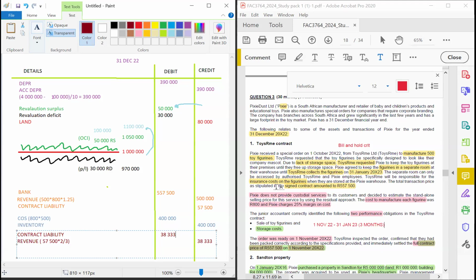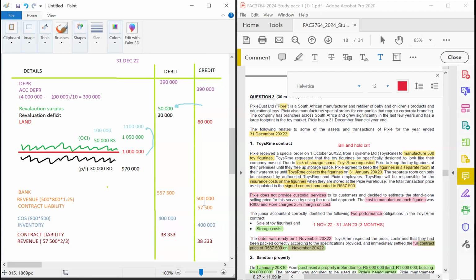Yes, it does. So basically the performance obligation here is the storage. By virtue of us having provided that service for November and December, that's a performance obligation satisfied from our side. Yes. Okay, thank you. Pleasure.